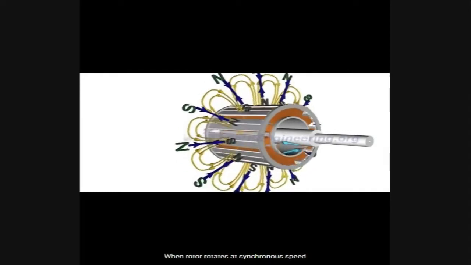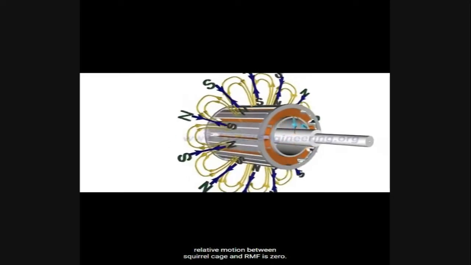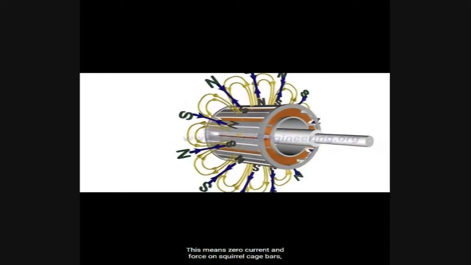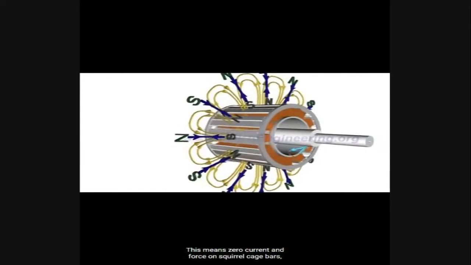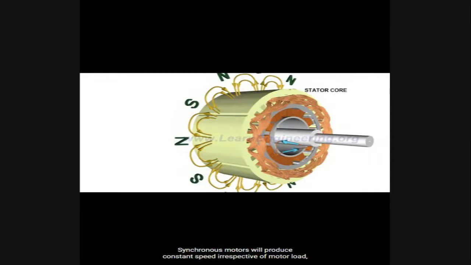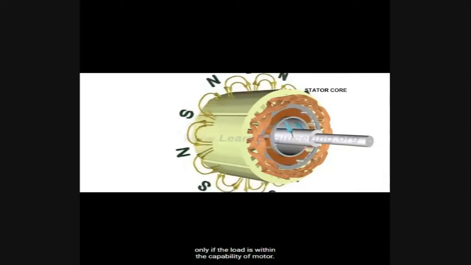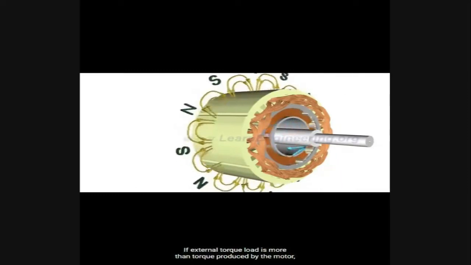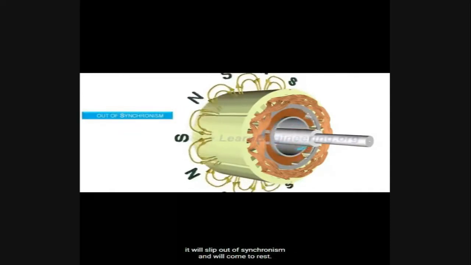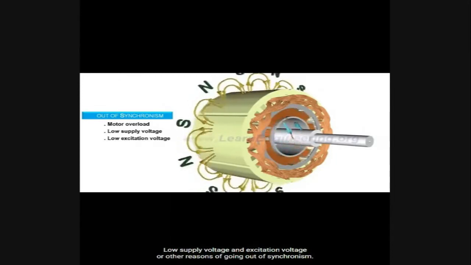When the rotor rotates at synchronous speed, the relative motion between the squirrel cage and the RMF is zero. This means zero current and force on the squirrel cage bars. Thus, it will not affect the synchronized operation of the motor. Synchronous motors will produce constant speed irrespective of motor load only if the load is within the capability of the motor. If the external torque load is more than the torque produced by the motor, it will slip out of synchronism and come to rest. Low supply voltage and excitation voltage are other reasons for going out of synchronism.